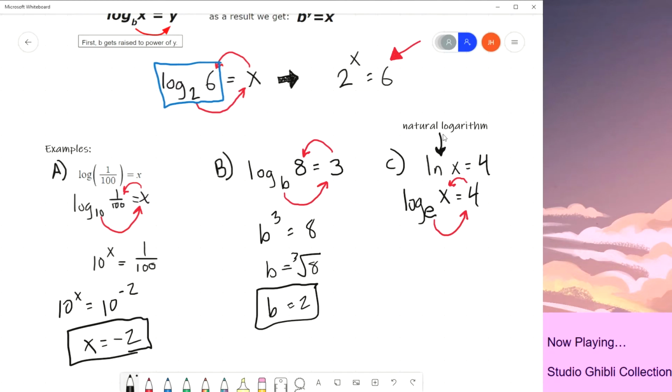And I'm going to actually leave that as x equals e to the power of 4. I could evaluate this with a calculator, but I'm going to leave it in this form for now, just for simplicity.